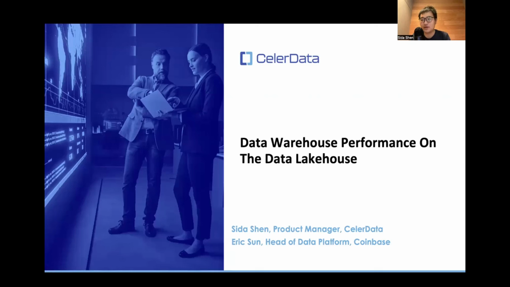Hello everyone. In today's session, we're going to talk about data lakehouse architectures, specifically how to get data warehouse performance on the data lakehouse. We're also going to talk about how fast performance doesn't just mean faster queries, low latency, but it also means easier data governance and more simplified data pipelines. And now let's get started.